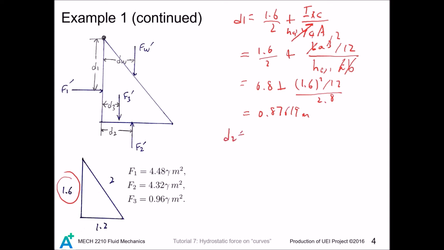D2 is easy. Since the pressure here is uniform, we conclude that this length is just half of the whole length, and that is 1.2 divided by 2 equals 0.6 meters.